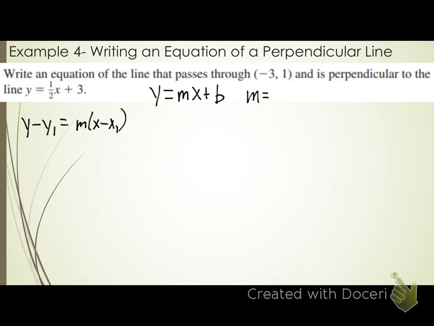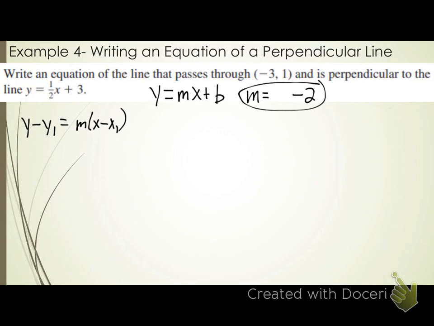I know my slope has to be the opposite reciprocal of this line's slope. What's the slope of this line? 1/2. Opposite of positive is negative. Reciprocal of 1/2 is 2/1, which is just -2. There's my slope. That's how we got what we got. Any questions how I identified my slope here?